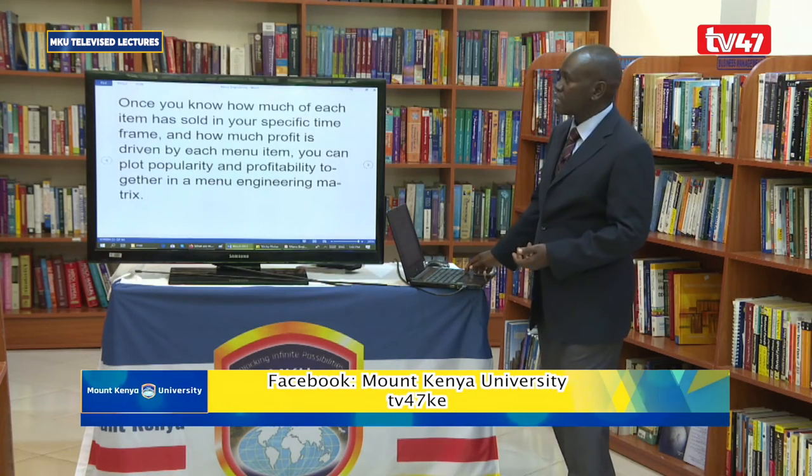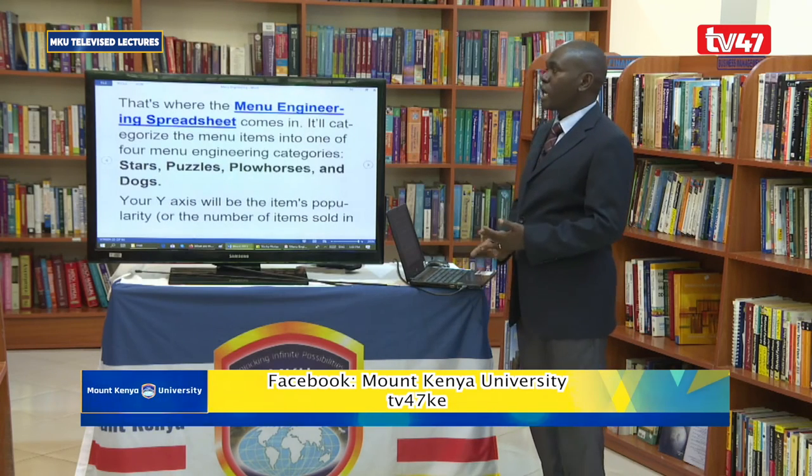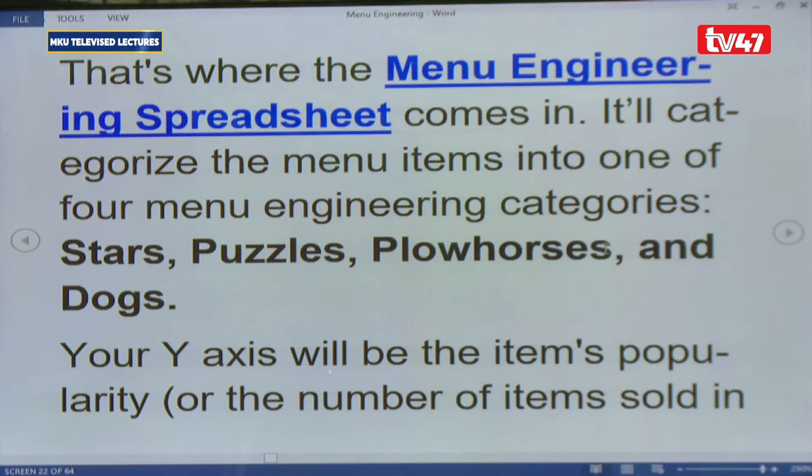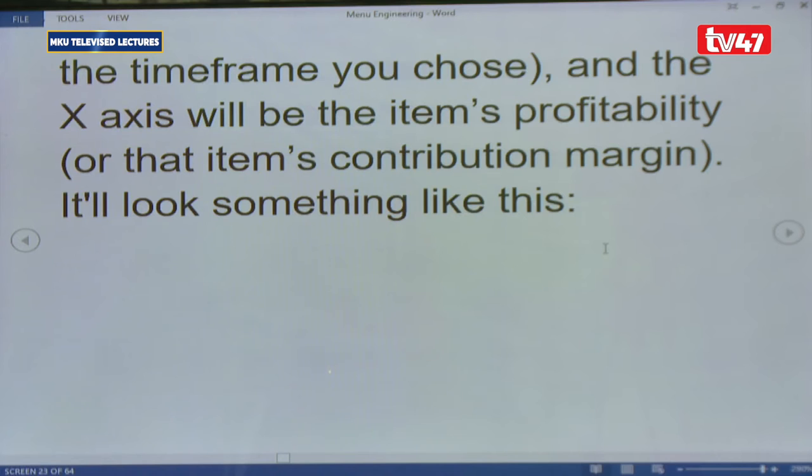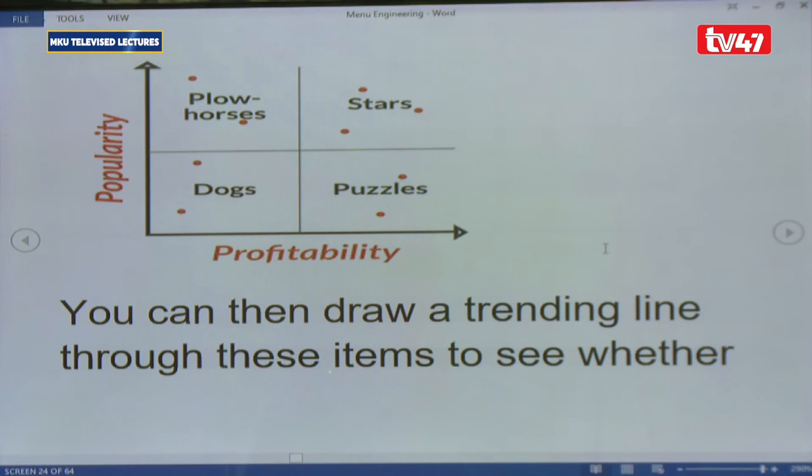Now, how do we categorize this? We have a spreadsheet that we call the menu engineering spreadsheet. This one categorizes the menu items into four main menu categories: the stars, the puzzles, the plow horses, and the dogs. The y-axis of this spreadsheet will be the item's popularity, the number of items that have been sold in the time period that you chose, and the x-axis will be the item's profitability, that is the item's contribution margin. And so we have that sheet looking like this. That will be the graph. You see on the y-axis we have the popularity, and on the x-axis we have the profitability.